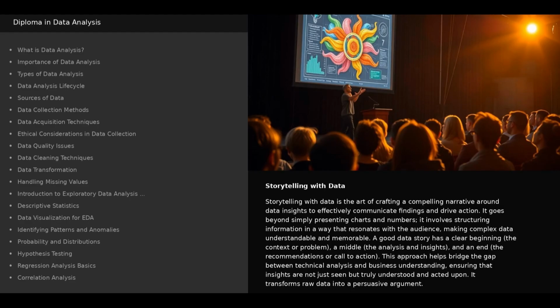This approach helps bridge the gap between technical analysis and business understanding, ensuring that insights are not just seen, but truly understood and acted upon. It transforms raw data into a persuasive argument.